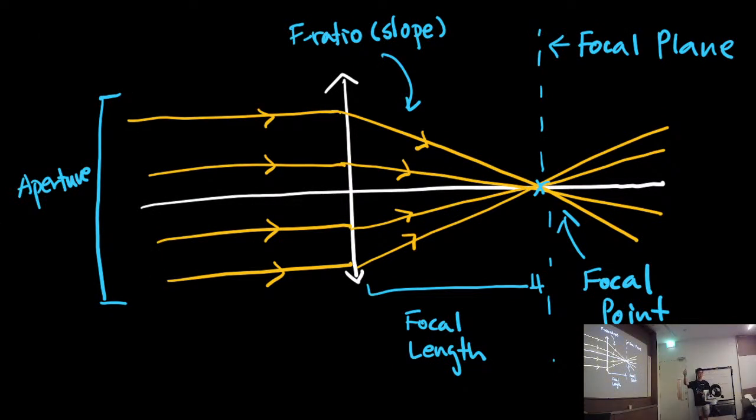This is a ray diagram that summarizes what's going on. Over here is the aperture, which is the width of the light beam coming into the system. And the focal length tells you how far the light beam has to travel before it reaches focus at a single point.